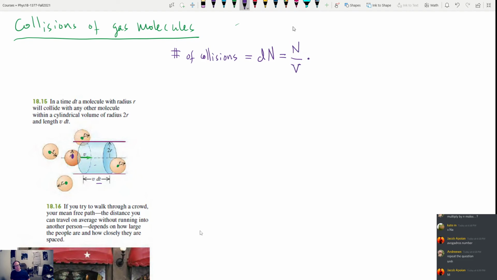So this is basically just a representation of the density of the molecules, right? So number of molecules divided by the volume, and then we need to multiply by the volume of the cylinder, okay? Because this is only going to hit molecules that are within that volume, basically, at least within this time interval. The volume of this cylinder, that's easy enough to do. It's going to be the length of the side, v dt, multiplied by pi times the radius squared, but the radius is 2r, so it's pi times 2r whole squared.